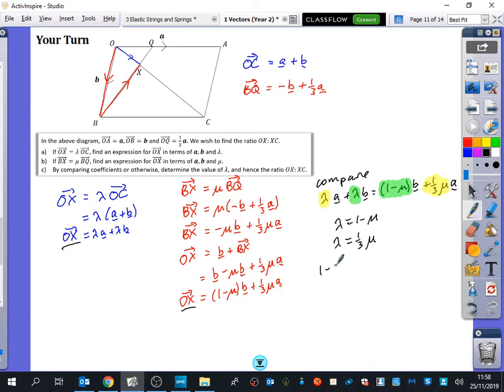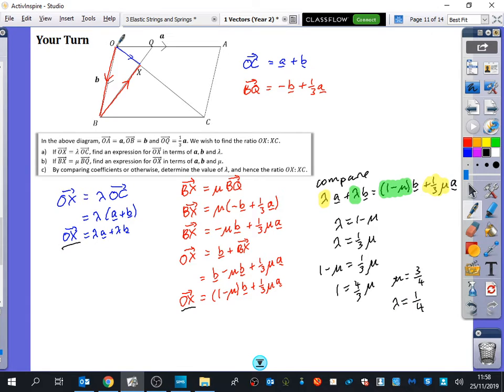Solving these simultaneously, I get 1 minus mu is equal to a third mu. So 1 is 4/3 mu. So mu is 3/4, which means that lambda is 1/4. And then you find all C. Yeah, we haven't quite done this. So now they've said that lambda is a quarter. That's the thing that they wanted.